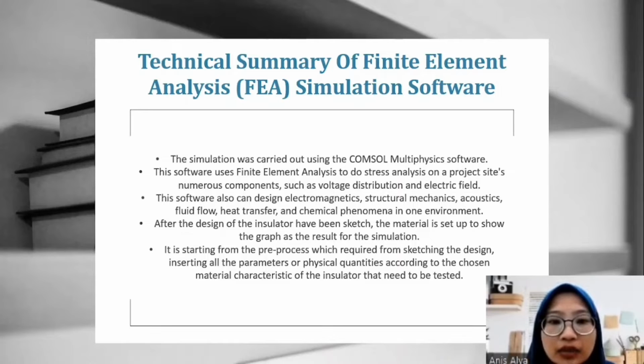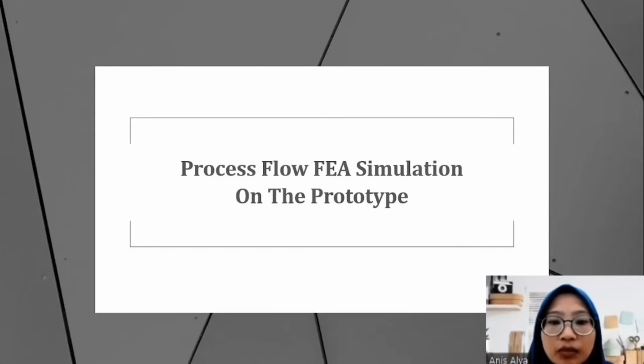After the design of the insulator has been sketched, the material is set up to show the graph as the result of the simulation. In addition, it starts from the pre-process, which requires sketching the design and setting the parameters or physical quantities according to the chosen material characteristics of the insulator that need to be tested. Next, the process flows to the FEA simulation on the prototype.